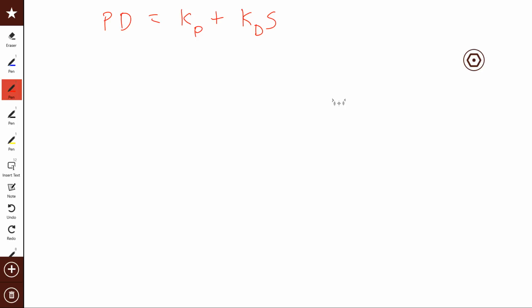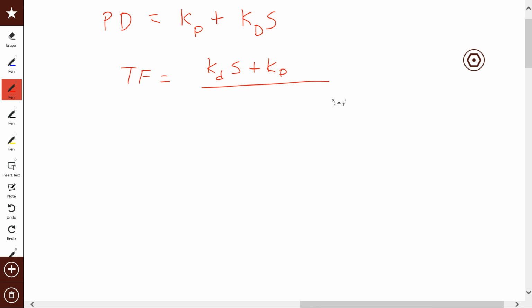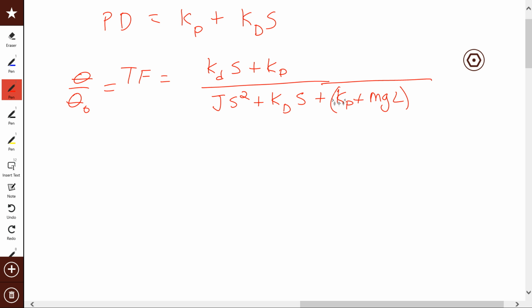And what you end up with is, I think, the transfer function. Transfer function is (KDS plus KP) divided by (JS squared plus KDS plus KP plus MGL). And this is theta over theta 0. Let me make sure this is right. Yeah, okay.